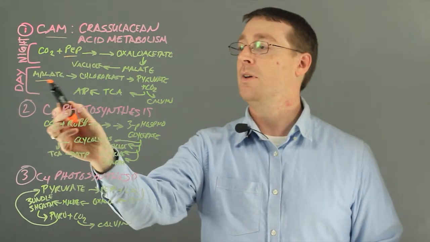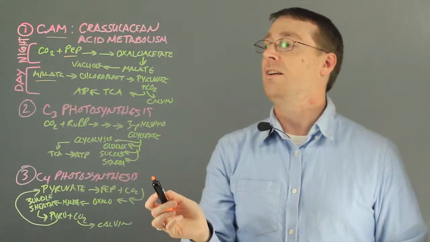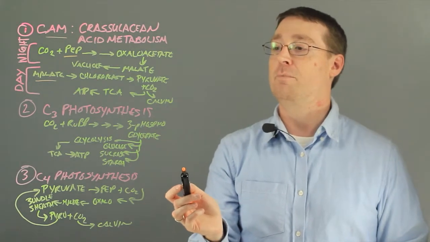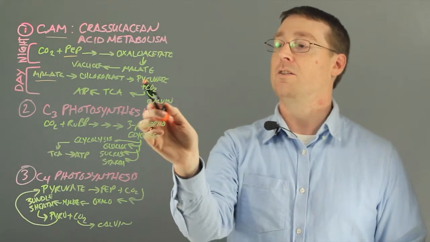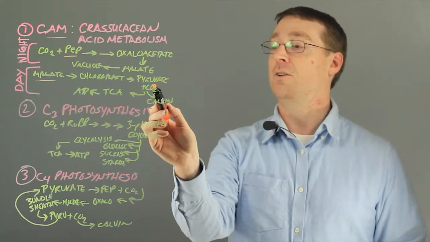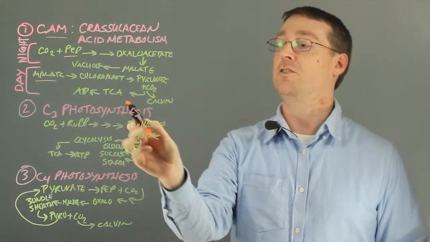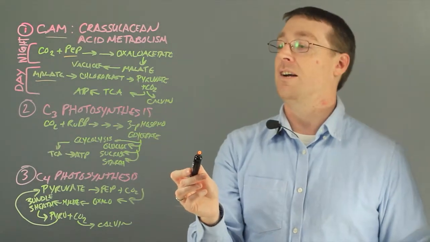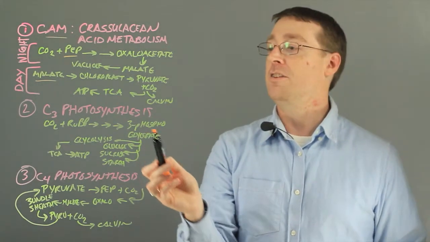In the daytime, the malate is released into the chloroplast and is converted into pyruvate, where CO2 is present and enters the Calvin cycle. Pyruvate then is shuttled into the TCA cycle, oxidative phosphorylation, and generates ATP.